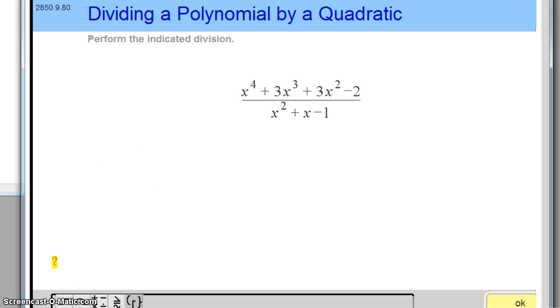Hello, this video is on dividing a polynomial by a quadratic. Perform the indicated division. So we'll be using polynomial long division to see whether this is a factor of this, right? The whole point of this is to divide and see if this is some factor of the numerator.